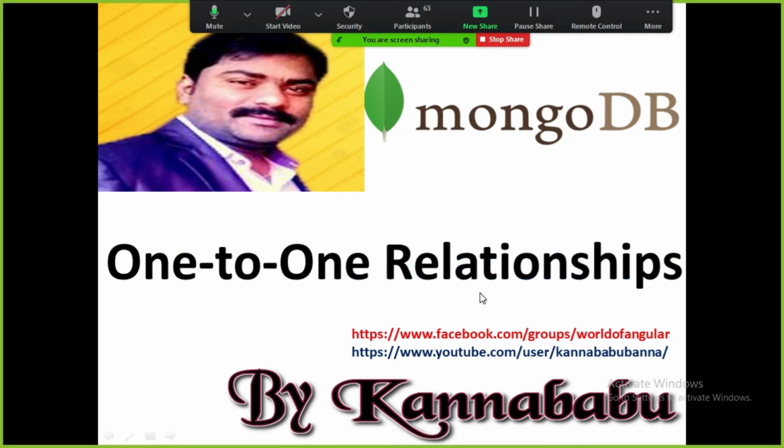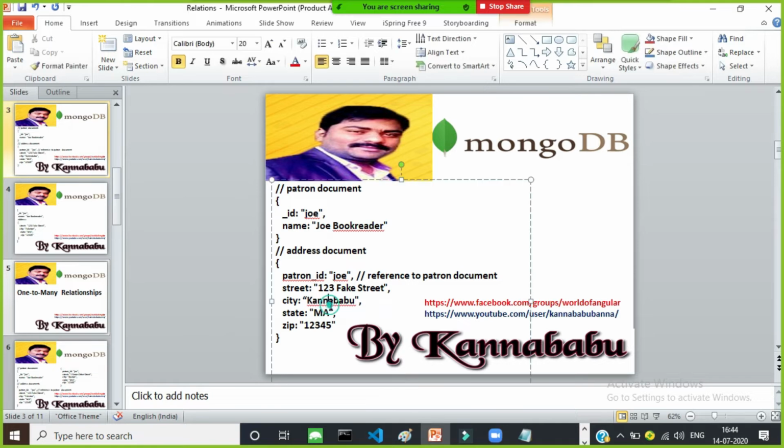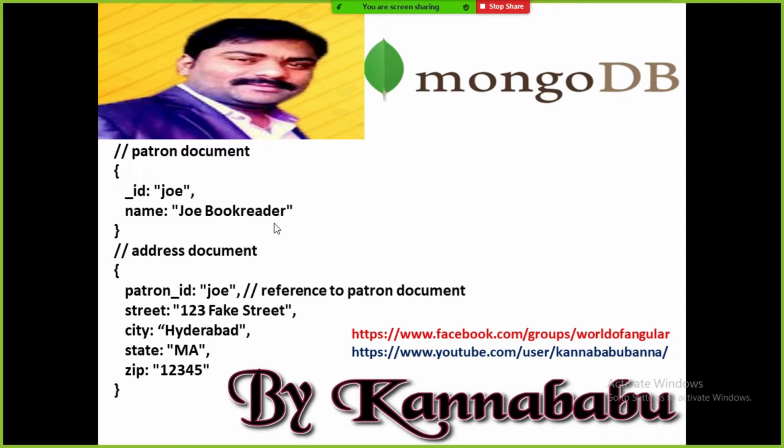First one is the one-to-one relation. For example, generally there are two documents: document one and document two, a person document and an address document. Two separate documents are there. Here the city name is wrong, I think. City name I'll give Hyderabad. So here I have one patron document having an ID as well as a name.